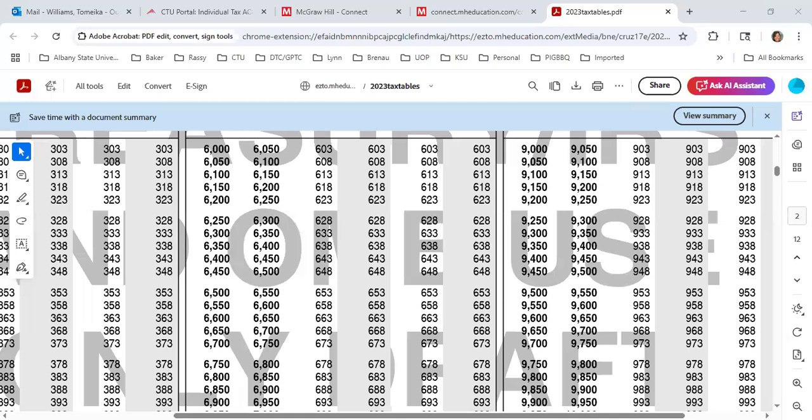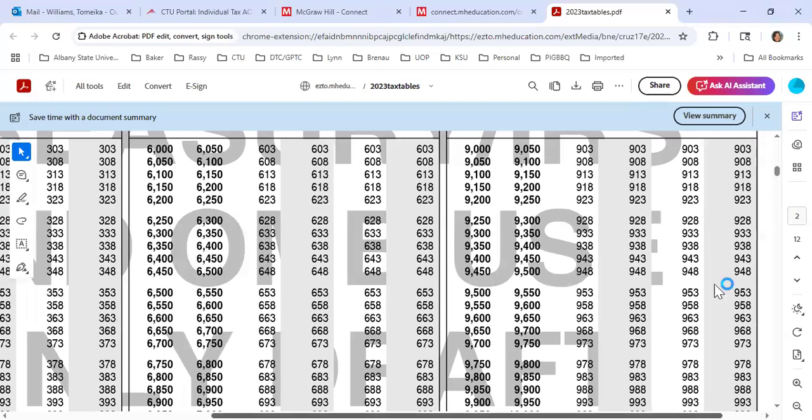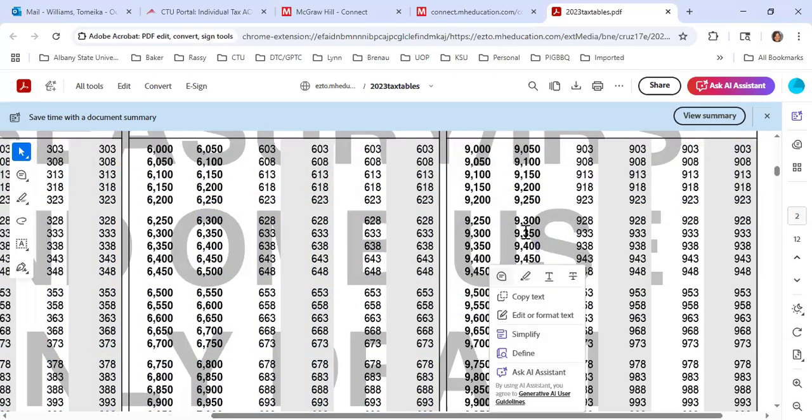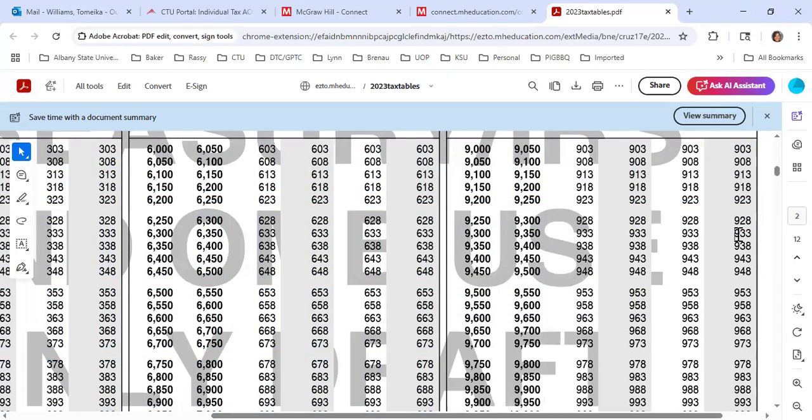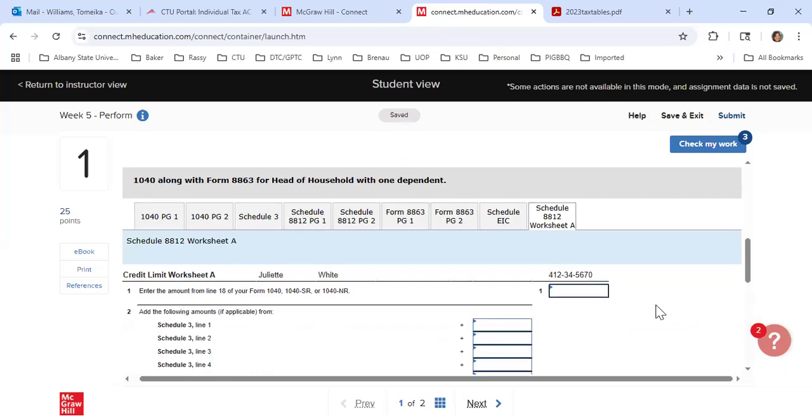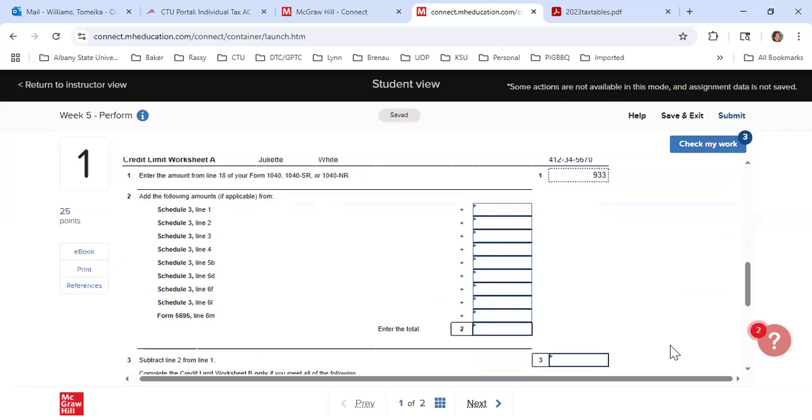And so that means it is more than 9,300, but less than 9,350. The last column, all of them actually say $933. So that's going to be our amount of tax. We're going to come here to line 1 and put 933. Keep in mind, we're on Schedule 8812, Worksheet A. Box 1 should be 933 because that's her amount of tax.